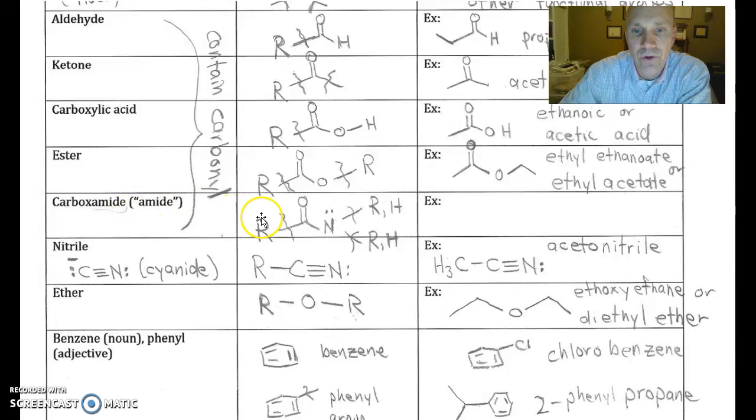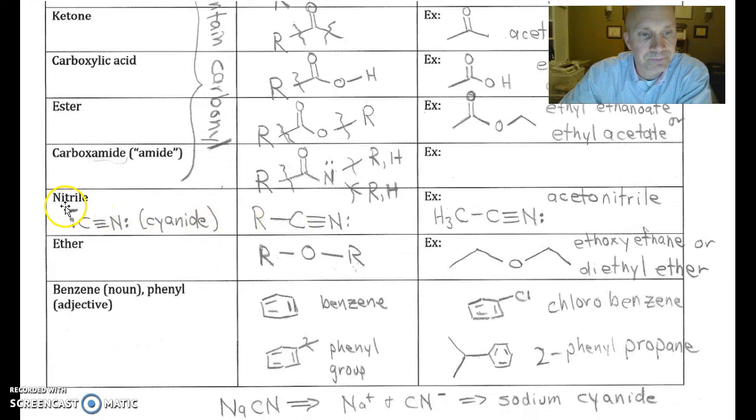I don't have any common examples here. But these are extremely important bonds because they're the type of bond that links amino acids together in proteins. If you've ever heard of a peptide bond that links amino acids together, this is the type of functional group that's going to be in that bond. So moving on.